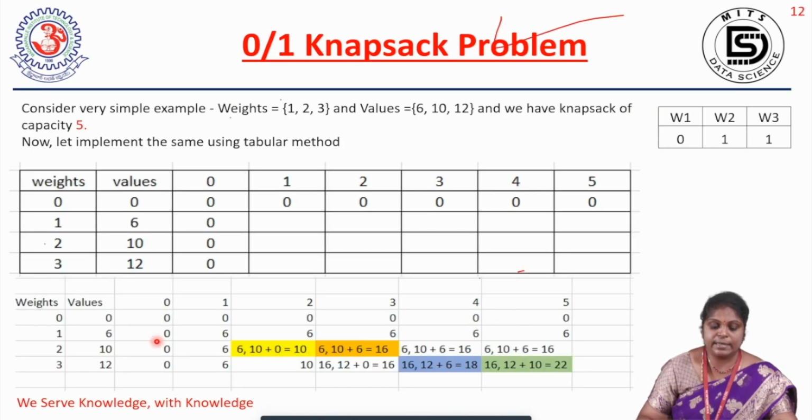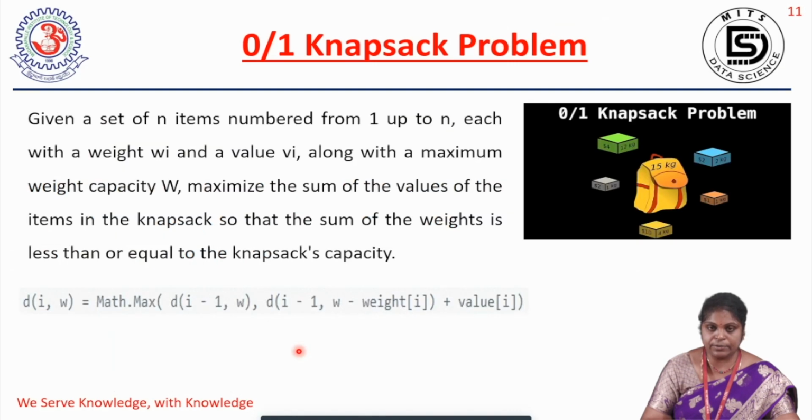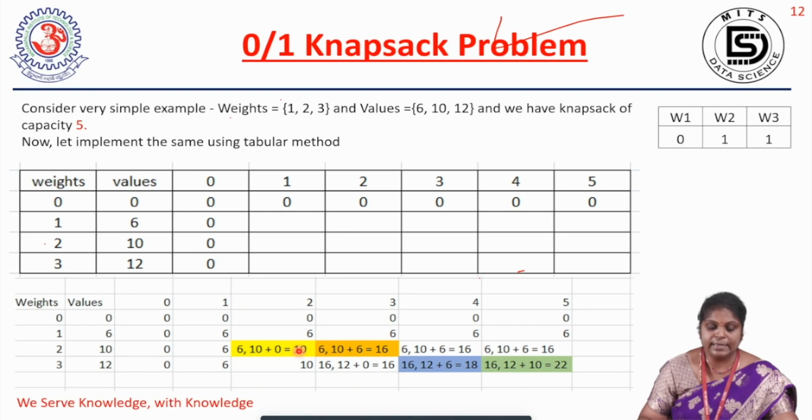So you can look here, the first value is the 1 comma 2 value, which is 6. The second value is 1 comma 0, the entry for 1 comma 0, and its value is 0. And the value of the second item is 10. So 10 plus 0 is 10. The maximum of 6 comma 10 is 10. Like that, you can go for formula based filling, or you can also go for logical thinking.